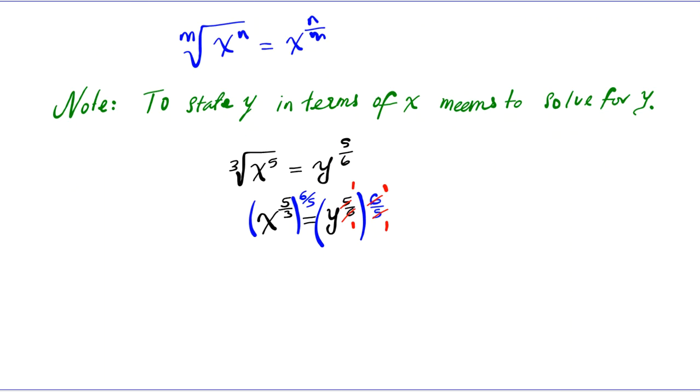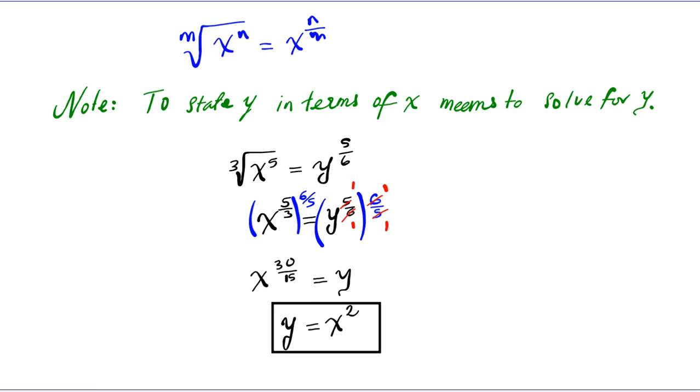So we now have x to the, let's just multiply this out. 6 times 5 is 30 over 3 times 5 is 15 equals y. So it follows that y equals x to the 30 divided by 15, which is 2. And this is our goal because we have isolated y by itself on one side of the equation. So this is y in terms of x.